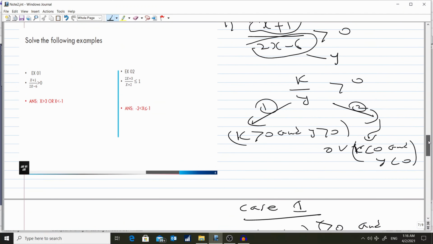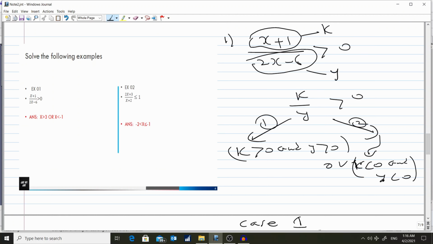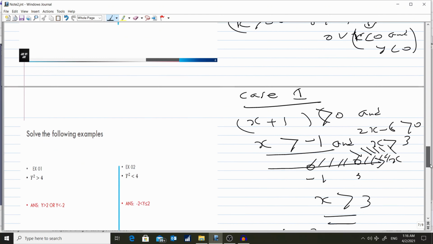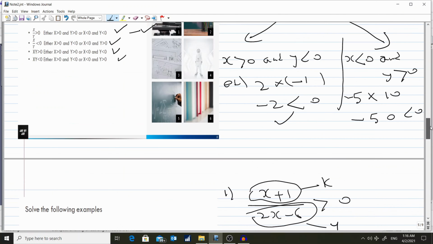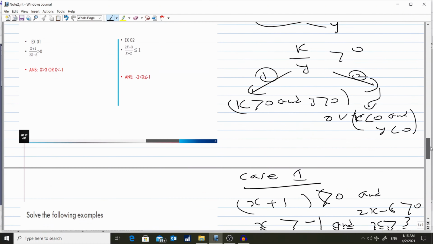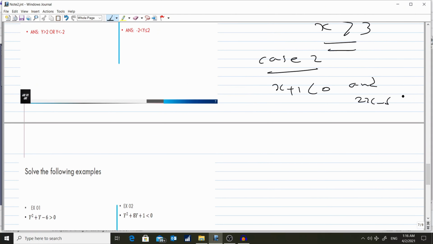In case number 2, here x plus 1 is less than 0 and 2x minus 6 is also less than 0. Here we will get x less than minus 1, and here we will get x less than 3.